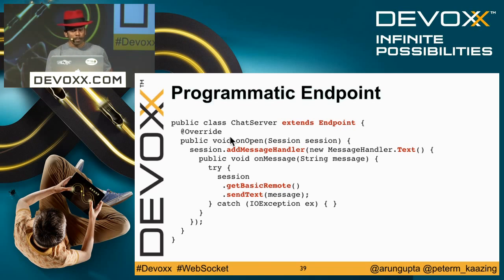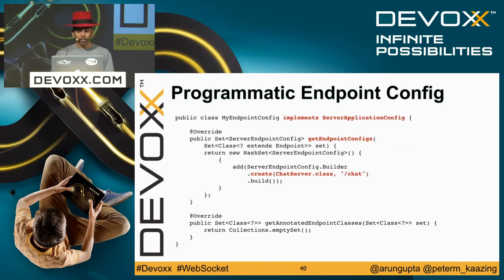So here you're saying public class ChatServer extends Endpoint. This is not an annotation here. When you extend Endpoint, you have to override this method. You have to add a message handler. Instead of saying @OnMessage, you are adding a message handler here. And once again, you can add 3 message handlers: text, binary, and Pong. In this case, you're adding a text message handler, further overriding a message, and then you are communicating back to the server if you want to. So that's how the communication happens if you're doing a programmatic endpoint.